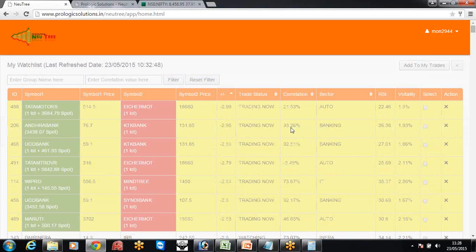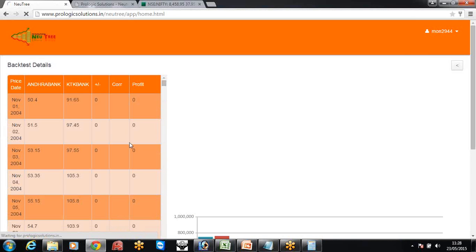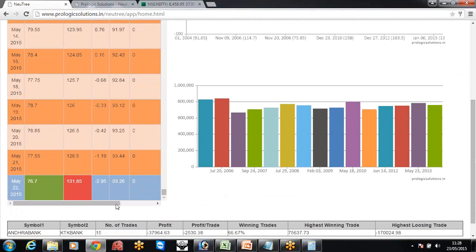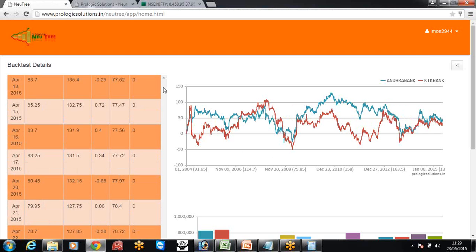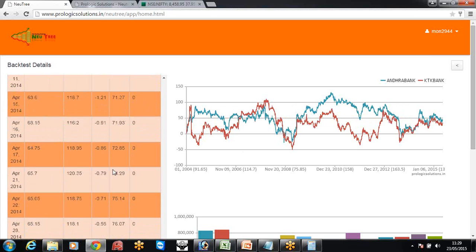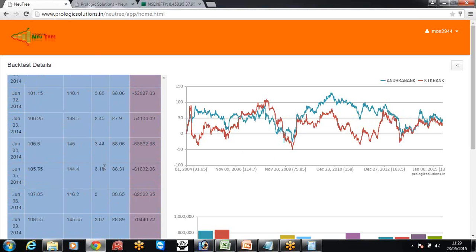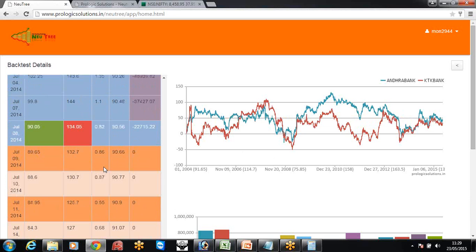Let me show you Andhra Bank and Karnataka Bank. So this is a fresh trade, Andhra Bank and Karnataka Bank. Andhra Bank buy, Karnataka Bank you short. So you have 15 trades, in that 67% are profit trades. The highest losing trade is 1,70,000, which I don't think is possible, because at any point of time there would have been a split problem. Maybe this is the call we have. No.